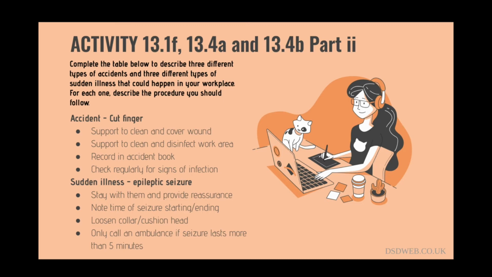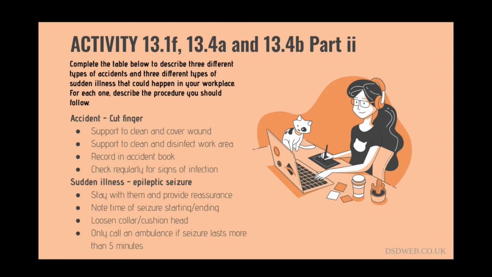Looking at your list of accidents and sudden illnesses, the next activity asks you to choose 3 from each category and describe the procedure you would follow if it were to happen. So for accidents, you could choose an individual cutting their finger whilst chopping vegetables, and the procedure you may follow would be to support them to clean and cover the wound and check for signs of infection over the following days. You may also record it in an accident book.